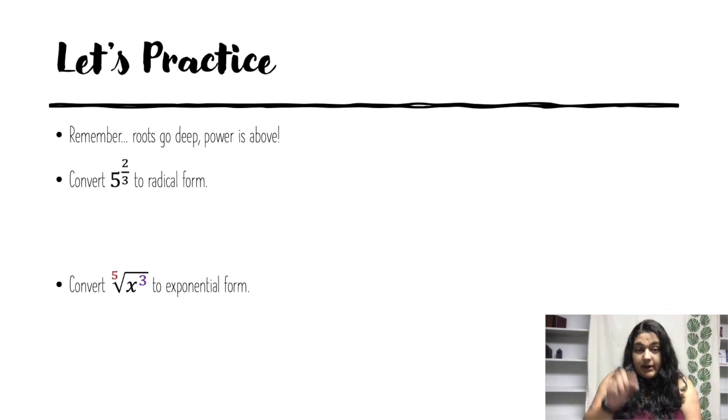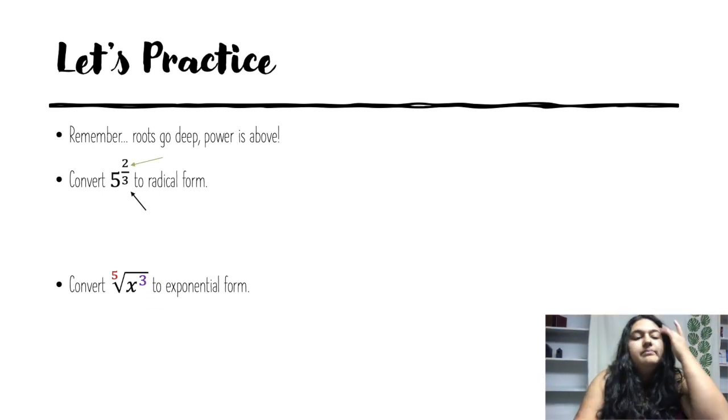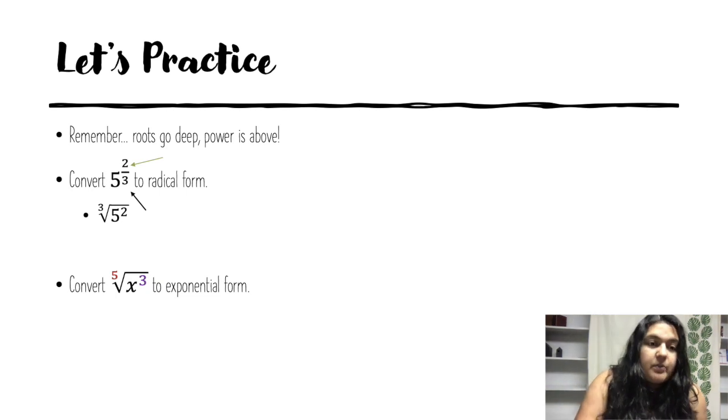Let's do some practice. Again, I recommend that you pause the video and start it when you're ready to go. Let's convert 5 to the 2/3 power to radical form. First of all, what is my root? Which number in that exponent represents my root? Hopefully you said 3. So 3 is my root, which means 2 is my power. And when I rewrite that, I'm going to keep my base of 5. So I have my radical sign, I wrote 5, I wrote my 3 over here because that is my root, and here's my power.